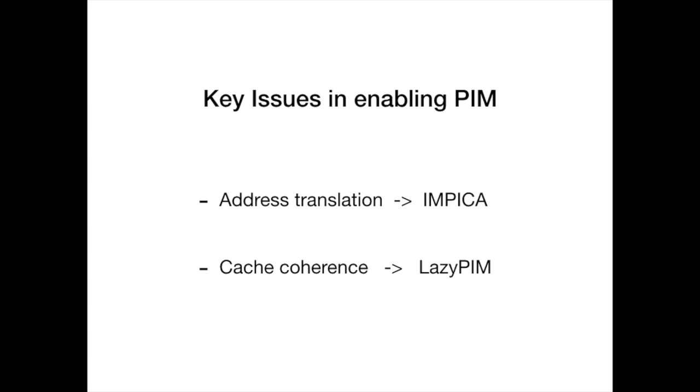There are two key issues when making use of PIM. The first is address translation, and the second is cache coherence. One naive solution for either of these would be to just have the PIM architecture say that it doesn't support it. So it could just make it clear to programmers that it doesn't support address translation, or it can't guarantee cache coherence. The problem is that this alters the programming model of the system, and so it makes it harder for programmers to write software for it, and it makes it less likely that that architecture will ever get adopted.